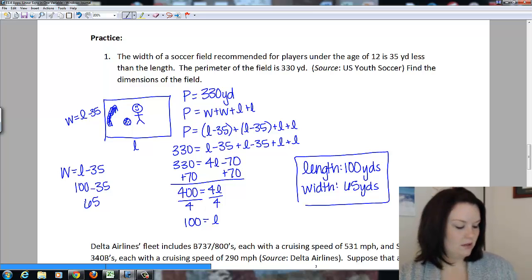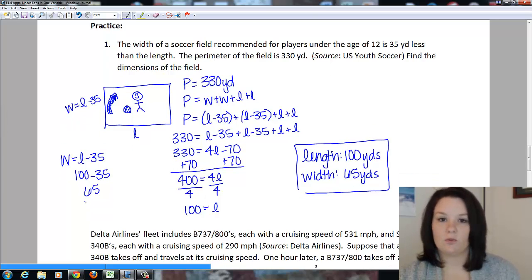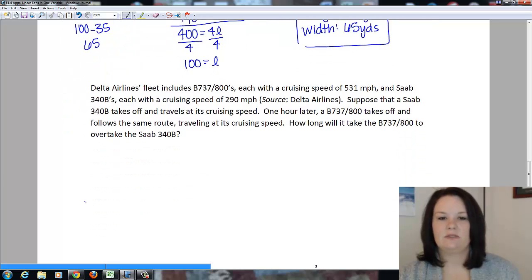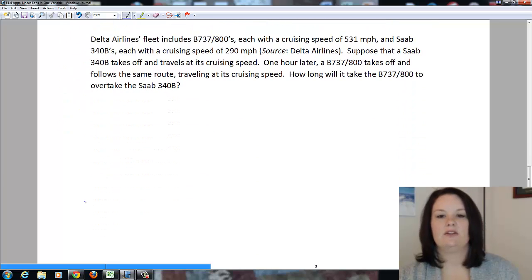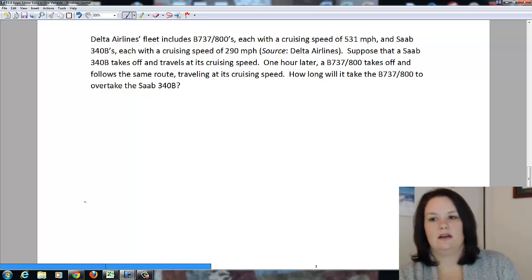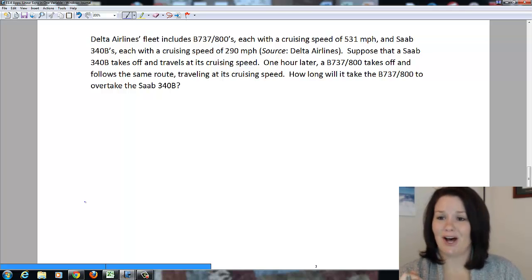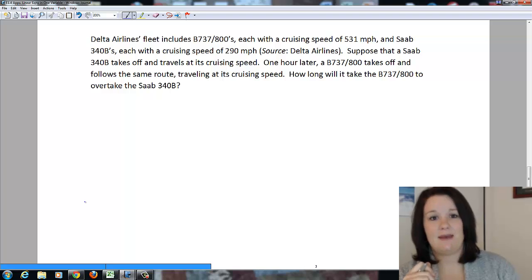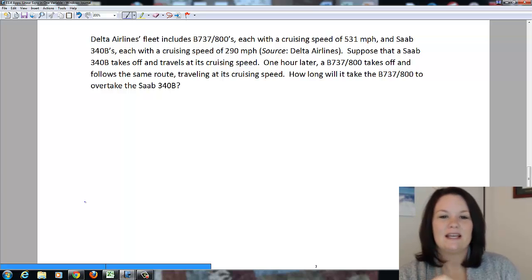Okay. Let me look at 2 more problems, and then I'll have y'all try another one. This next one says Delta Airlines fleet includes B737-800s, each with a cruising speed of 531 miles per hour. And I don't know how to say this, Saab 340s, each with a cruising speed of 290 miles per hour.